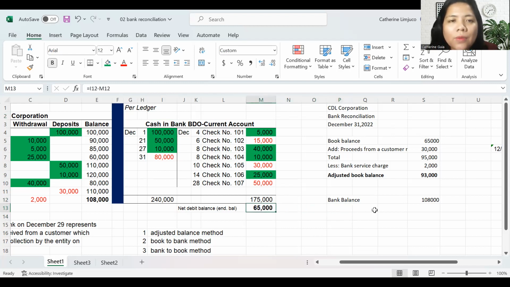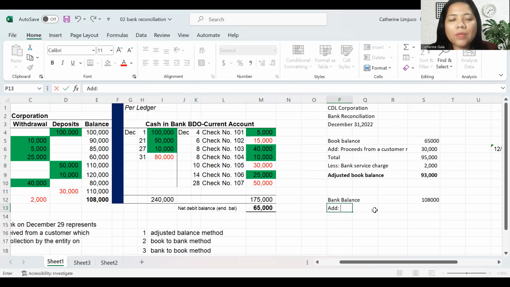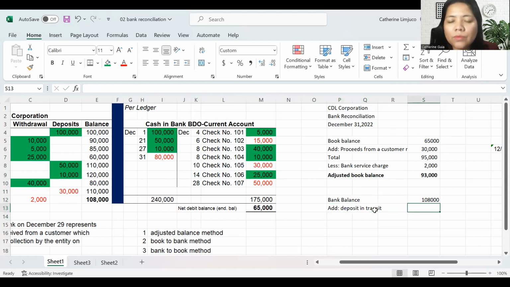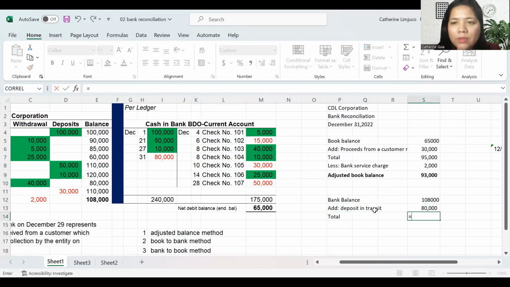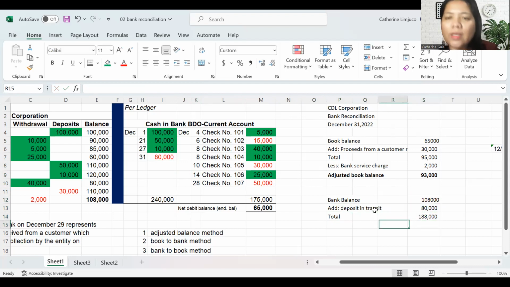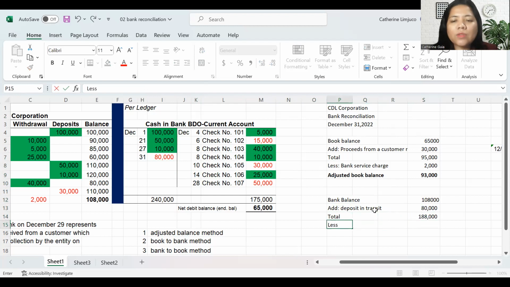We have here 80,000 deposit in transit. Since this is a collection of the entity and this was treated as an increase in cash in bank, an addition, the bank balance should also take it up as an addition to the cash in bank balance. So we have here add deposit in transit, 80,000. The total is 188,000.